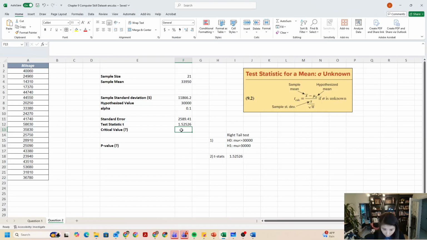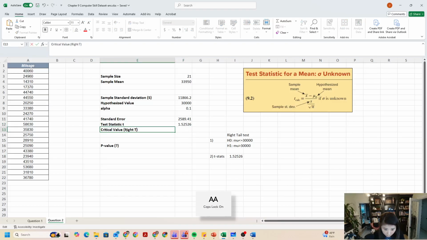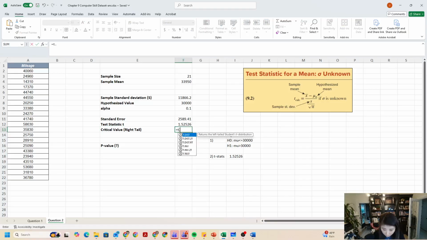So critical value, okay, we can put down here, this is the right tail. So this will be t.inv parentheses, the probability is 1 minus the alpha, right? And then the second entry is the sample size minus 1. Okay, then I will be able to push enter. So I received the value 1.325. Okay, 1.325, that is my critical value.